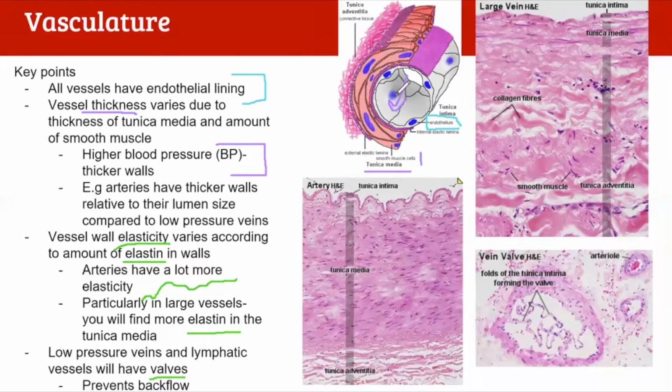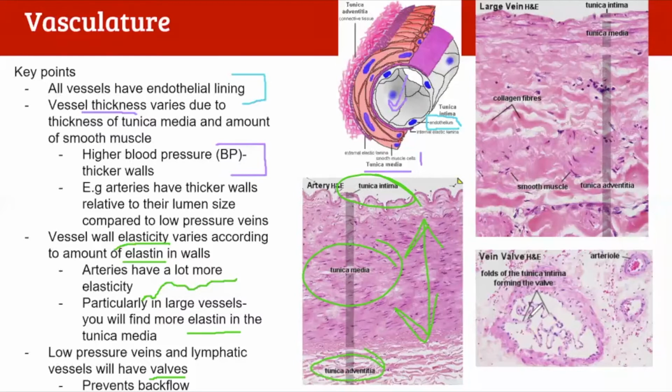I really recommend you guys having a look at these images. I'll kind of run you through the main things, but really pay attention to, I guess, let me change color, the layers. You got tunica intima, tunica media, which is really quite thick. You can see in this artery here, which makes sense. A lot of arteries have thicker walls. And that tunica adventitia right there.